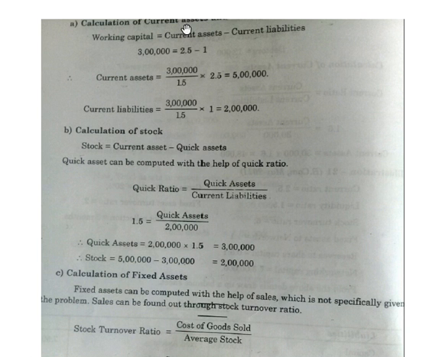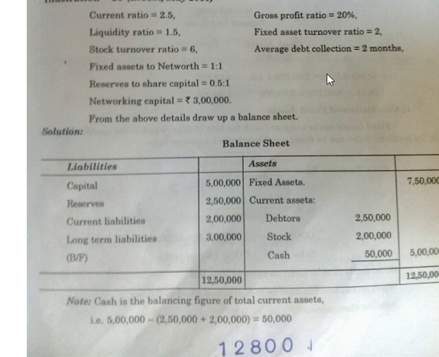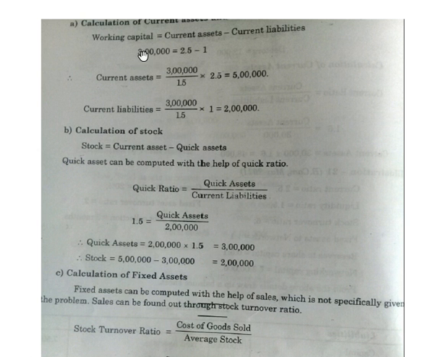So let's start with finding out the current assets and current liabilities. Calculation of current assets: working capital is equal to current assets minus current liabilities. Why are we using it? Because we have the net working capital given, which is 3 lakhs. Using that we can use this formula. So working capital of 3 lakhs is equal to 2.5 minus 1, because the ratio 2.5 is to 1, so 2.5 minus 1 is equal to 3 lakhs. So current assets is equal to 3 lakhs divided by 1.5 into 2.5. Just cross multiplying.